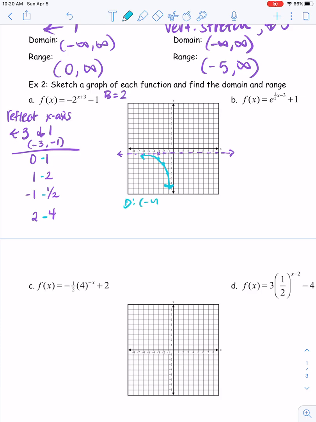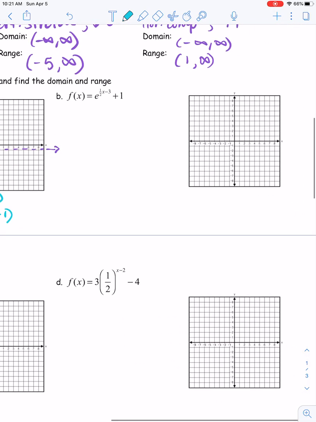Domain, as we said, is always going to be from -infinity to positive infinity. Range here. Two things have affected our range. We've been reflected over the x-axis and we shifted down 1. Those are things that affect the range, shifting up or down and reflecting over the x-axis. So from bottom to top, our range, our y values, would be from -infinity all the way up to -1. Because that's where that horizontal asymptote is now. It's getting closer and closer and closer to -1.